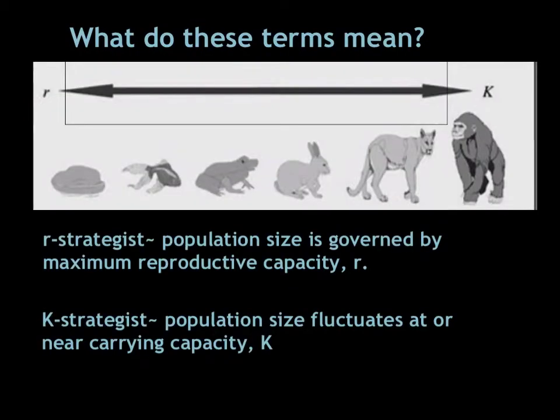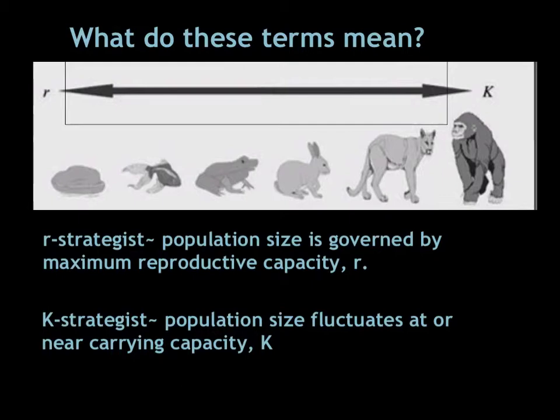So, first of all, what do these terms mean? An R strategist is a species whose population size is governed by what's called its maximum reproductive capacity, which is denoted by the lowercase r, which is basically how much it can grow in a certain time. A K strategist, on the other hand, is a species whose population size fluctuates around the carrying capacity K.